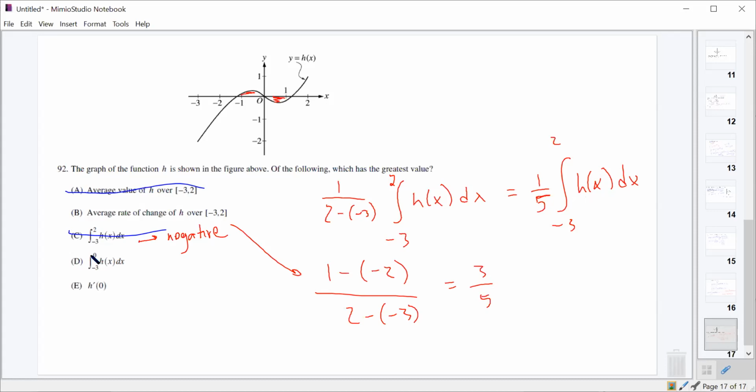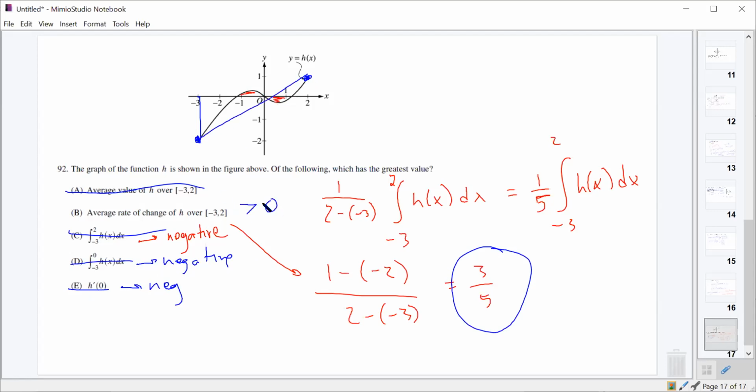Then we're going to take a look at choice D, which is the integral from -3 to 0. Well, that -3 to -1 is clearly a lot more negative area than this little area from -1 to 0. And so this is also negative, so we can immediately eliminate that one because this one is positive. And then h prime of 0 is the slope of h at 0. And what's the slope there? It is also negative. So 4 of the 5 of them are negative. The other one didn't even matter if you found the value to be 3/5. We should note that since overall this goes up, the average rate of change is positive. Does that make sense to everybody? Yeah. Wonderful.